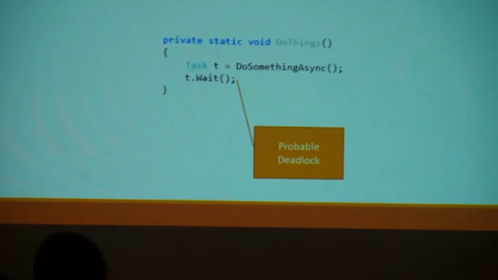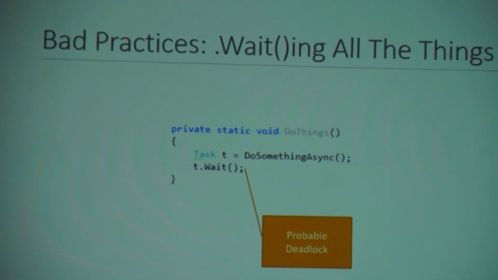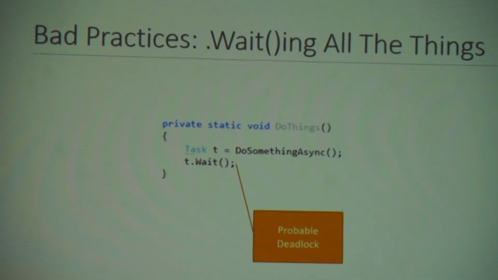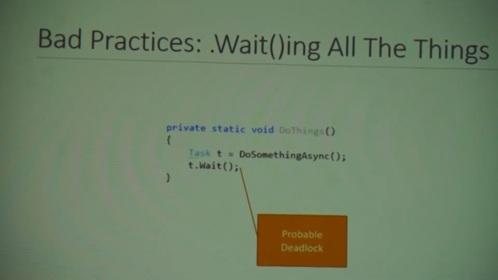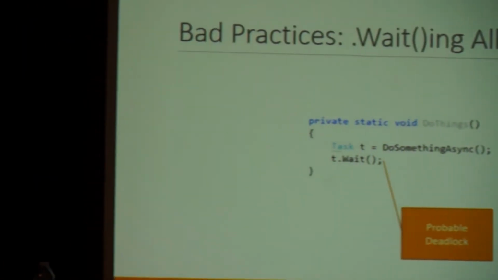So here's a bad practice: calling .wait or .result on a task. If you call .wait, basically you're doing something asynchronously. You've got a task and it's going off and doing something in a background thread or waiting on an IO completion port. But because you're calling wait, now you've blocked this thread, which means that it can't get the result back. So if do something async takes longer than perhaps a microsecond to return, you're probably going to get a deadlock, because you're blocking the thread waiting on a result, but it can't return the result to that thread because you're calling wait. So you are definitely going to end up in a deadlock scenario there.